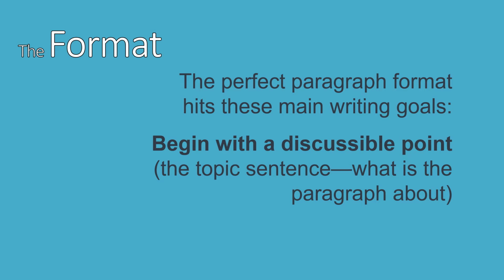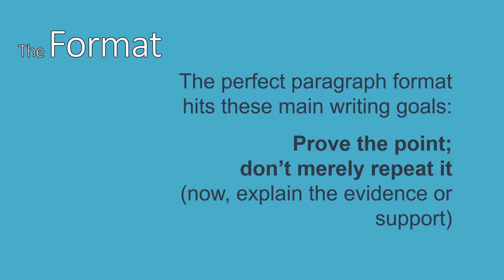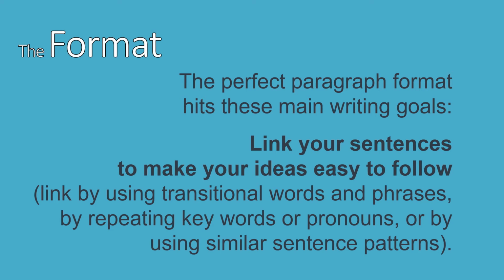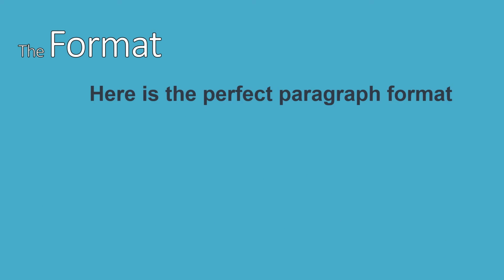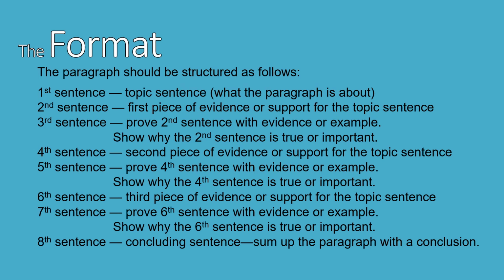The perfect paragraph, when written correctly, automatically hits the main goals of writing, which are: write about one idea, write only about that idea, give evidence to prove that your idea is true, and organize your writing in a logical way. The perfect paragraph has only 8 sentences, and each of the sentences has one job to do. So here it is. The topic sentence states the main idea.